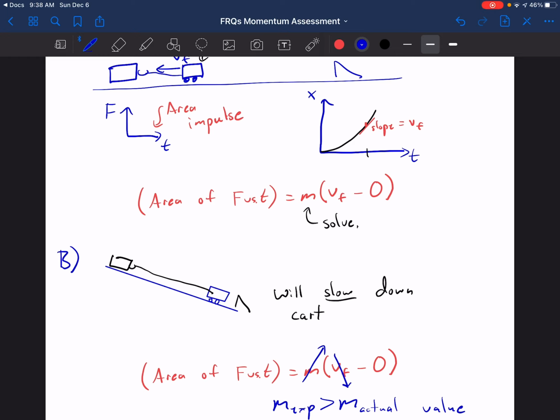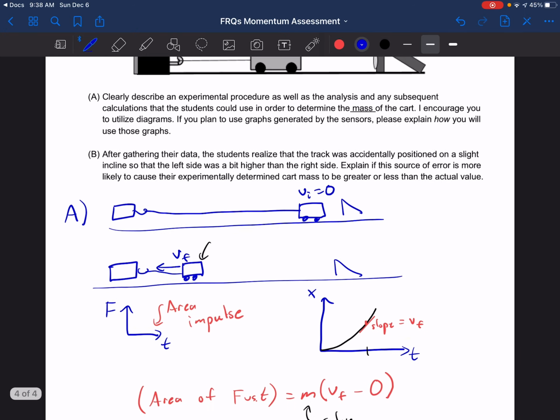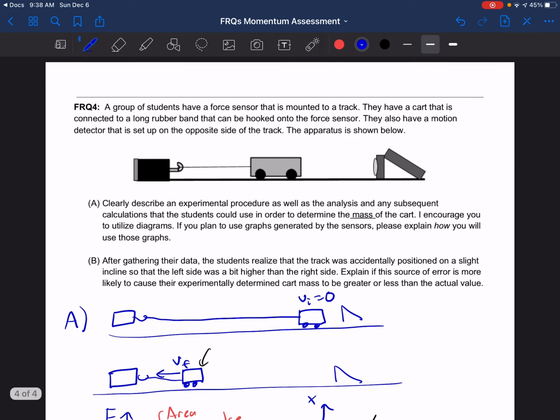I wonder if there's another way we could think about this. No, I think that is probably the best way to think about it, right? Because the cart will move slower than it should under the influence of that rubber band force. And if the cart moves slower than it should, then it will look like it's heavier than it actually is, according to our data.